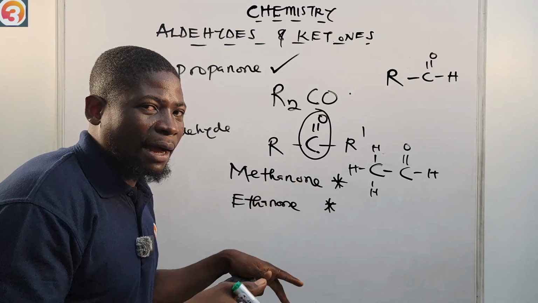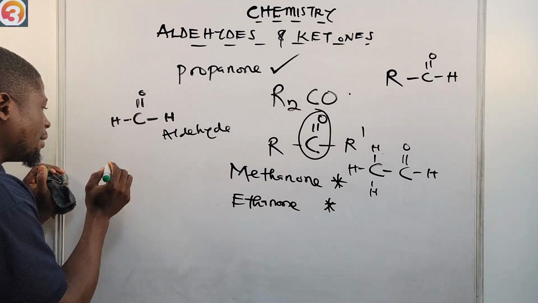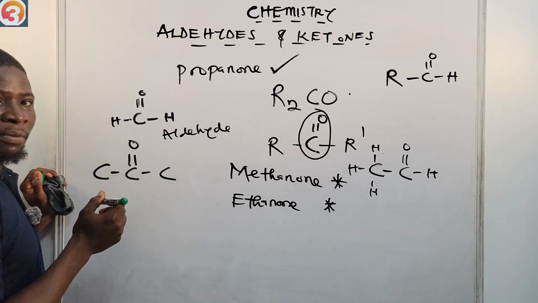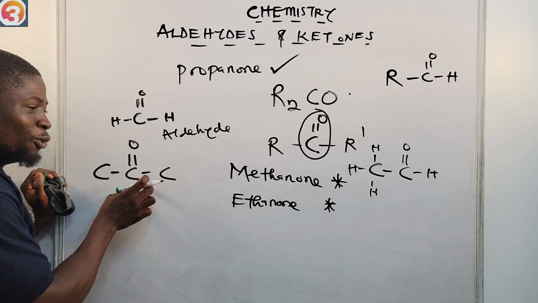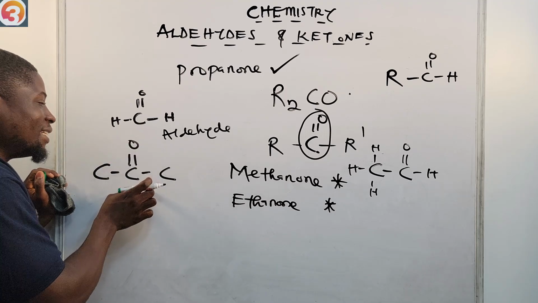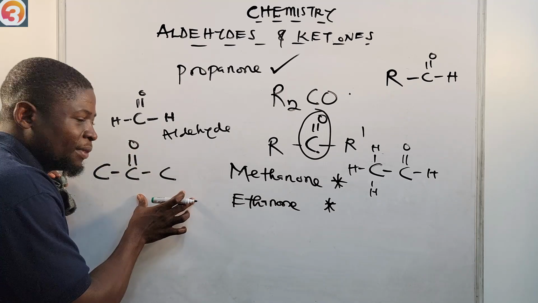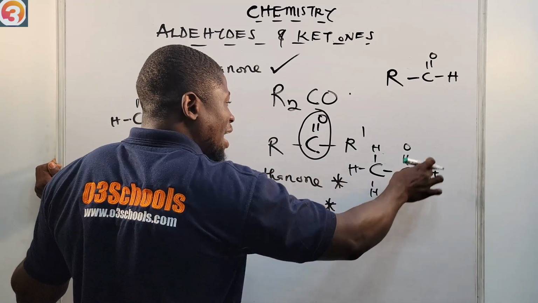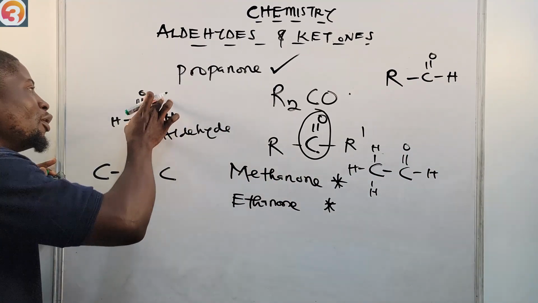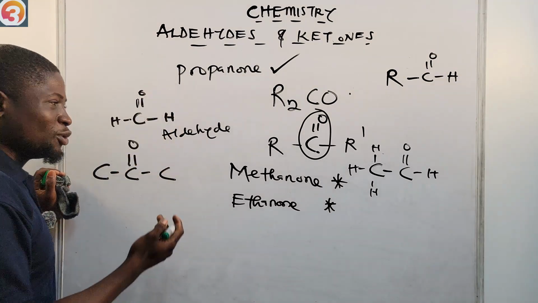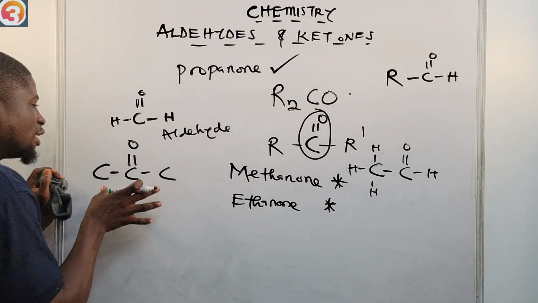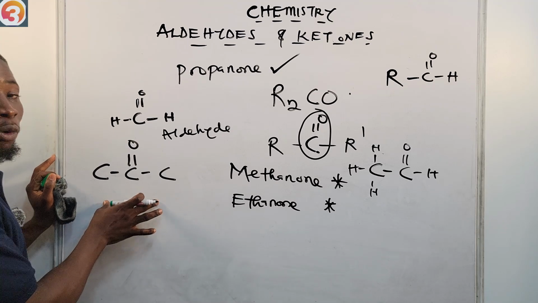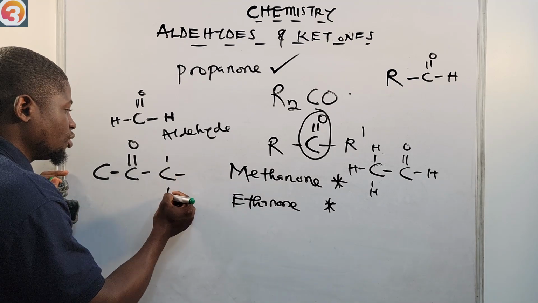It's only in propanone that we're going to have a central carbon. So for propanone, we have three carbons. If we put a double bond and O here, you see that this ketone, this carbonyl group, is at the middle of the chain. It is not at the beginning or at the end. If it's two carbons, we have it at the beginning. If it's one carbon, it will be at the beginning, so it's an aldehyde. So that's why the simplest alkanone is propanone. You can complete your structure.